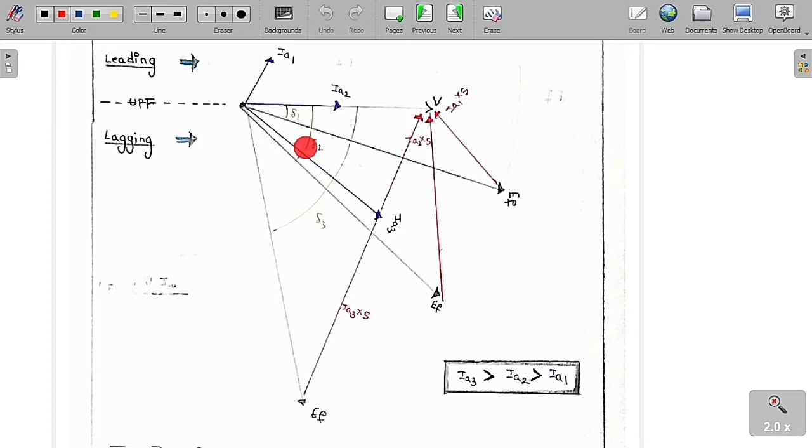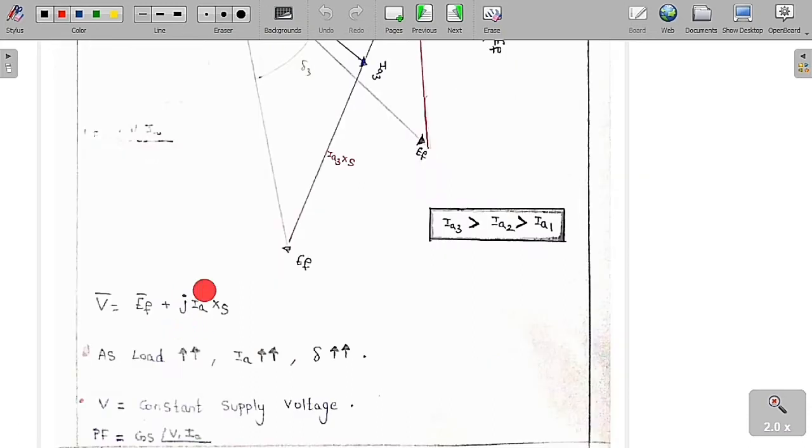But if you go for the lagging portion, if you still increase the load, then the delta increases, IA increases, and the power factor angle increases, so power factor decreases. So these are the concepts that you can easily understand. So IA3 is greater than IA2 is greater than IA1, because as the load increases, the current IA also increases. So now we can summarize that as the load increases, the current IA increases, and also the value of delta increases, as I have already shown in the graph itself.